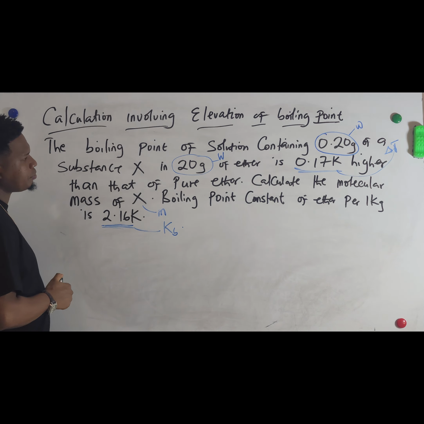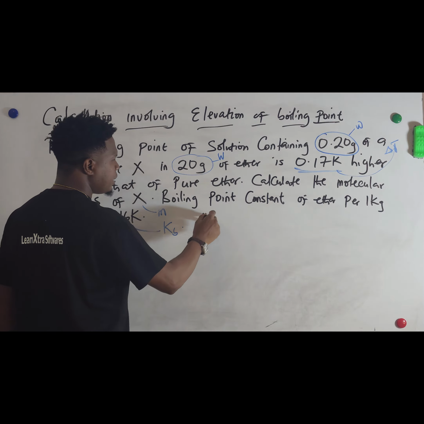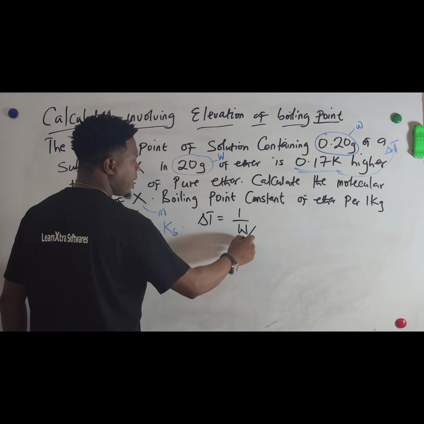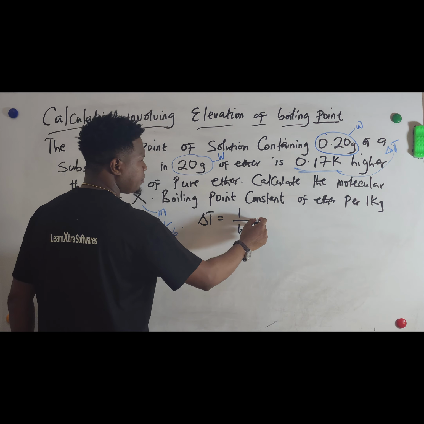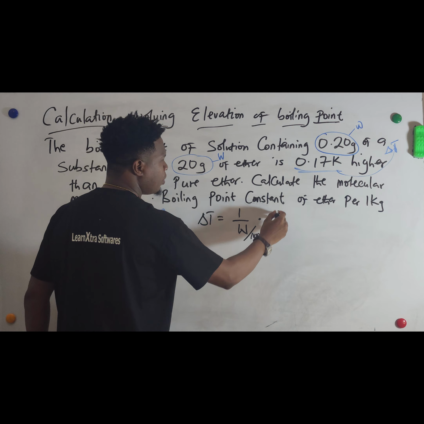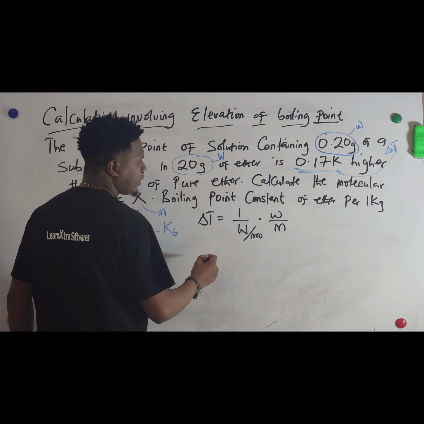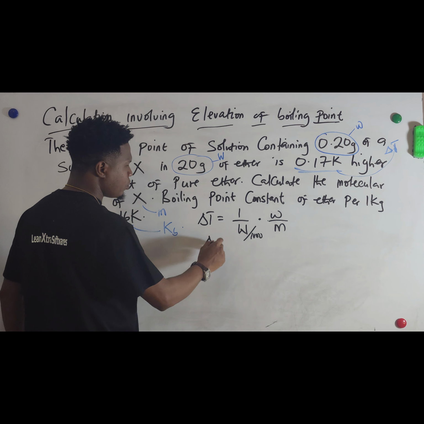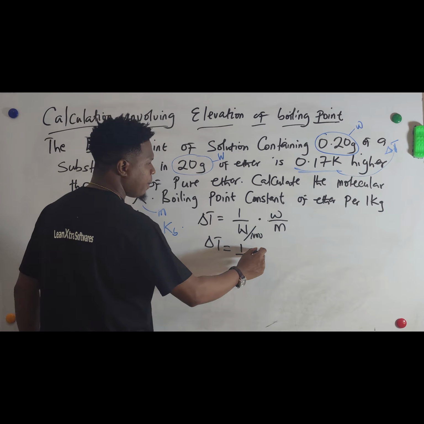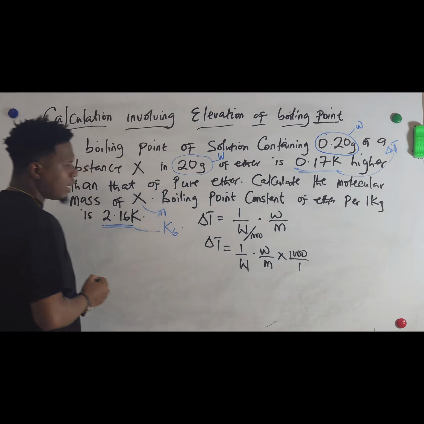So how do we solve this? Let's write the equation to solve this. We have that change in T is equal to 1 over W multiplied by w over small m. Okay, so this formula can be reduced to delta T is 1 over W multiplied by w over m times 1000. Okay, the 1000 can come up, right?